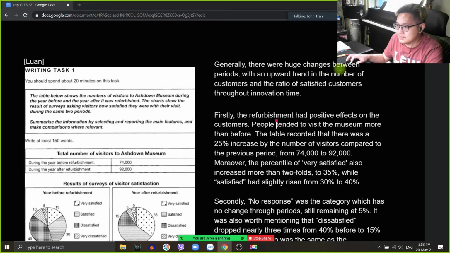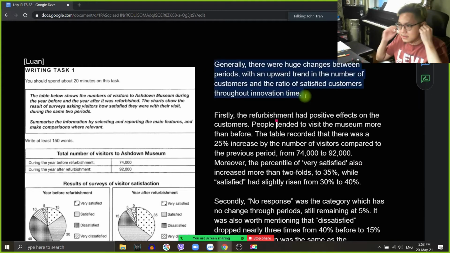Generally, there were huge changes between periods with an upward trend in the number of customers and the ratio of satisfied customers. You repeat the word customer again. Okay, so this is the overall part.